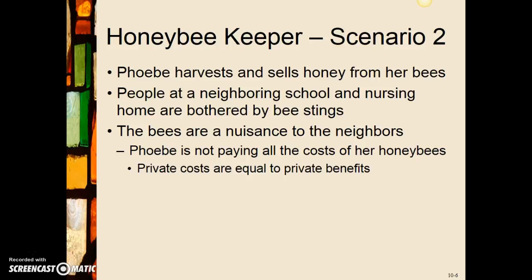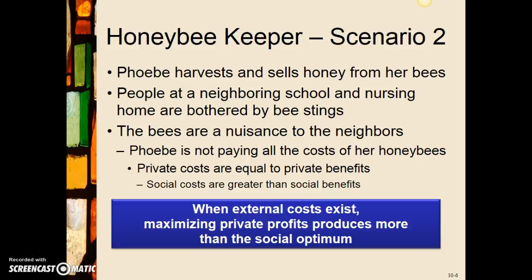And so the private costs in this case are equal to the private benefits, but the social cost is greater than the social benefit. So again, Phoebe's going to produce and maximize her profits where her private cost is equal to her private benefit. But in this case, the social cost is greater than the private cost. So the result is she produces too many bees in equilibrium relative to the social optimum.